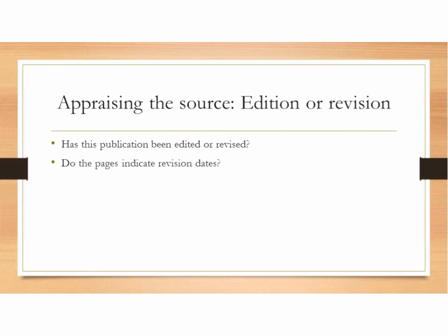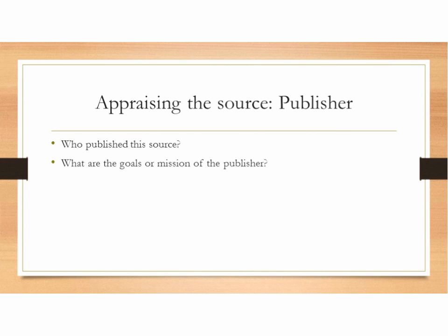So then look, is this an edition or revision? Has the publication been edited or revised? If this is a later edition and you're looking at the 4th edition, that probably means that this has been an important work in the field and it needs to be edited and continue with the changes that are happening in the field. So a lot of times editions are good things. Revisions are also good things. But you may be looking at a site or an article that has been revised since the time that you're reading it. So keep that in mind as well. And do the pages indicate revision dates?